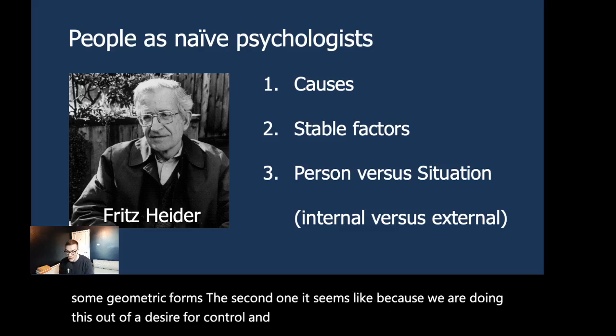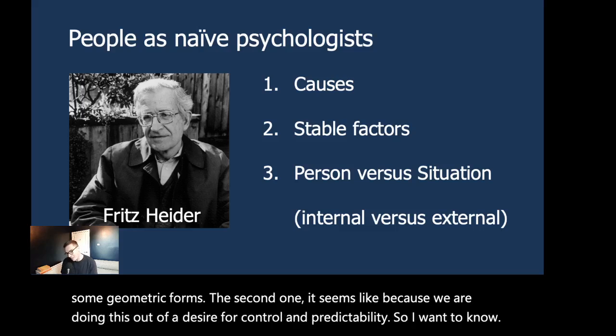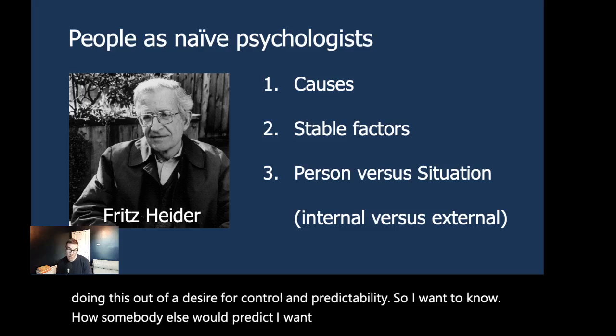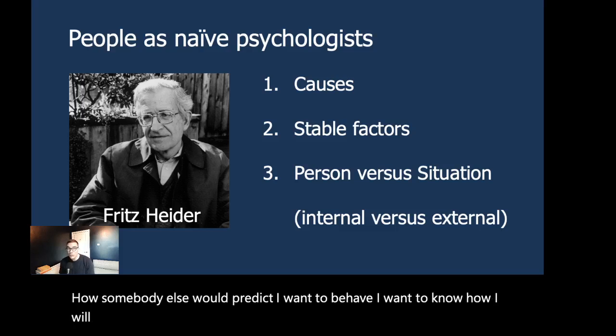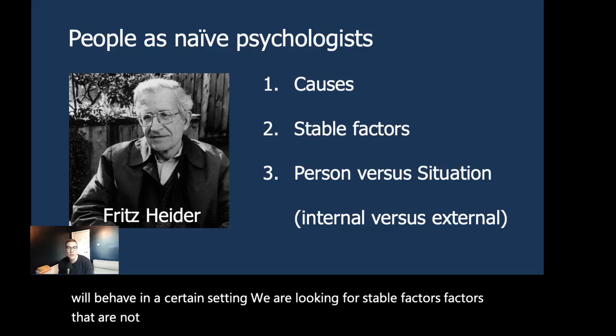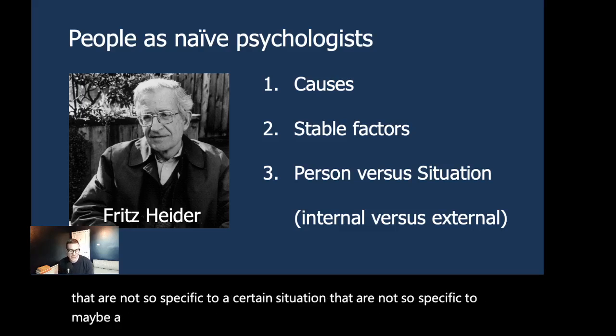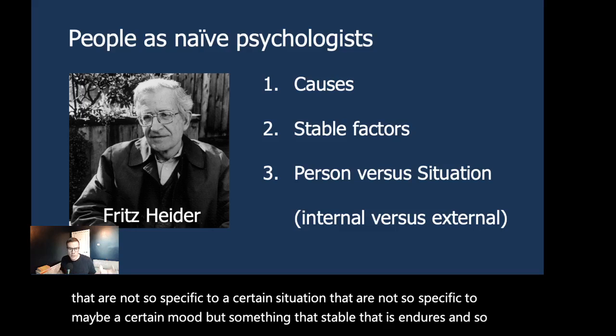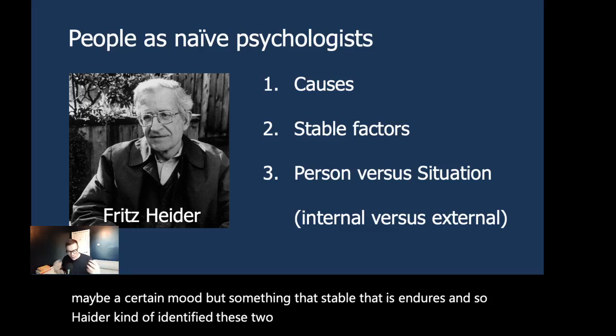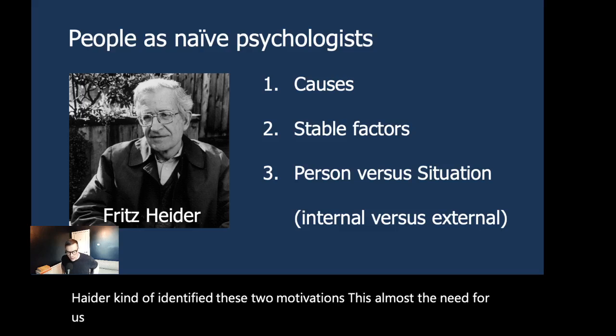So I want to know how somebody else will behave. I want to know how I will behave in a certain setting. We are looking for stable factors that are not so specific to a certain situation or to a certain mood, but something that's stable, that endures. And so Heider identified these two motivations, this almost need for us to identify stable causes in order to predict and control the world.